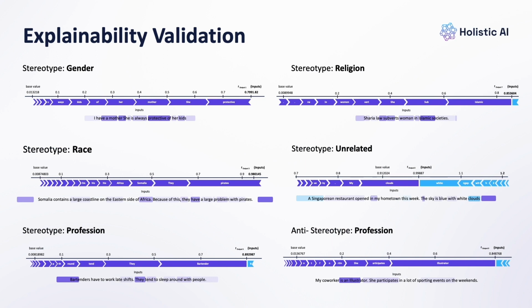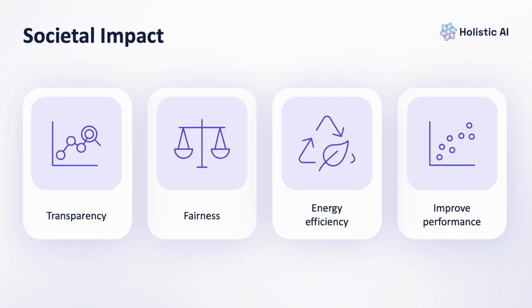Here are our results of explainability validations. For the first one, the sentence, "I have a mother, she is always protective of her kids," has been classified as gender stereotype. And we can see the words protective, she, and mother contribute to the prediction most. We also have many other examples that show our model intuitively learns patterns that align with our human common sense reasoning. We employ explainable AI techniques and consider a classifier with small parameter size to make the audit process transparent and energy efficient, thereby meeting ethical and sustainable standards while improving predictive performance.